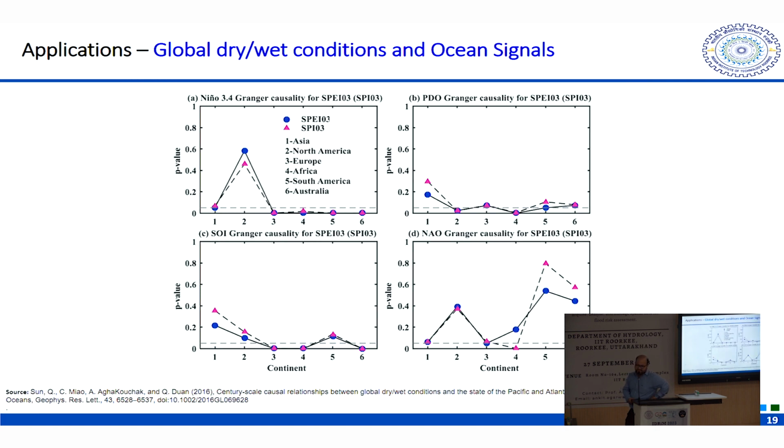Next, the hydrologic extreme conditions, for example dry and wet conditions, can also be recovered through this causality analysis. Here we can see that the x-axis shows the continents, 1 means Asia and 6 means Australia, and this is the p-value, that is the significance of the F statistics. This dash is the 0.05 significance level. From here we can see that the global dry conditions in North America are mostly impacted by Nino 3.4 rather than other variables. So Nino 3.4 is the main driver of dry conditions in North America, but not for other regions.